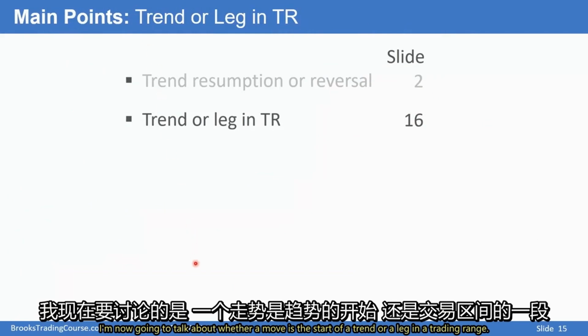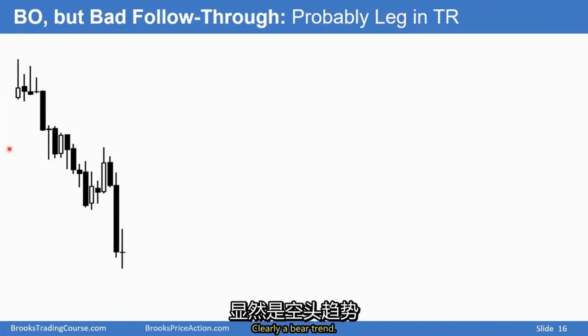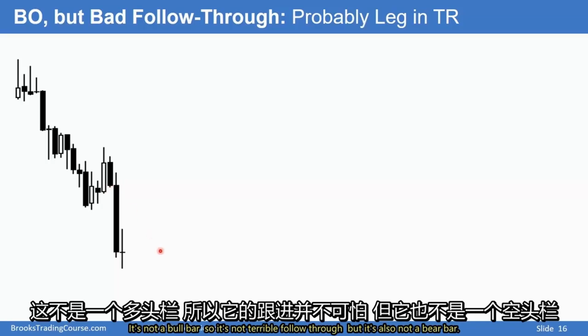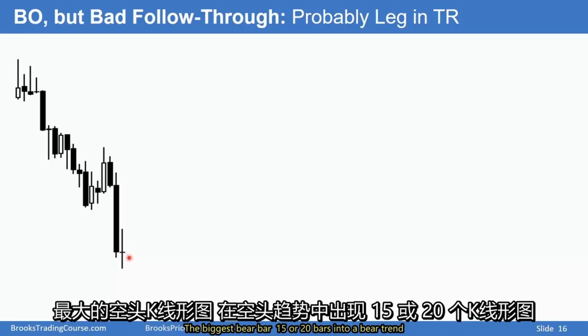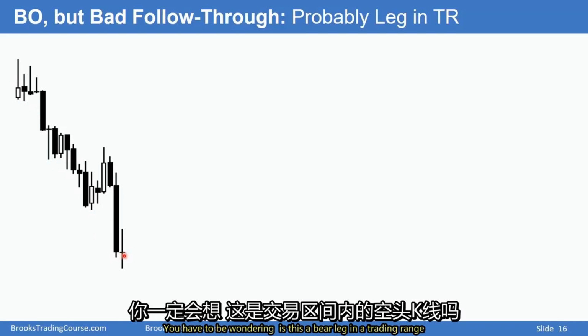I'm now going to talk about whether a move is the start of a trend or a leg in a trading range. Clearly a bear trend. However, this is not the best follow through. It's not a bull bar, so it's not terrible follow through, but it's also not a bear bar. The biggest bear bar, 15 or 20 bars into a bear trend, and then this kind of follow through, you have to be wondering, is this a bear leg in a trading range?